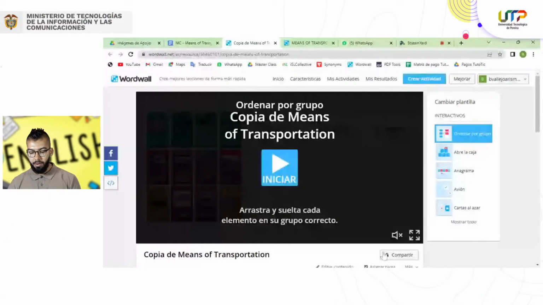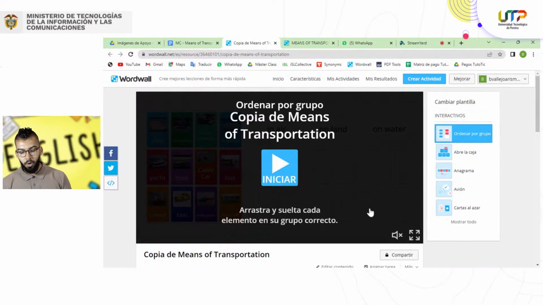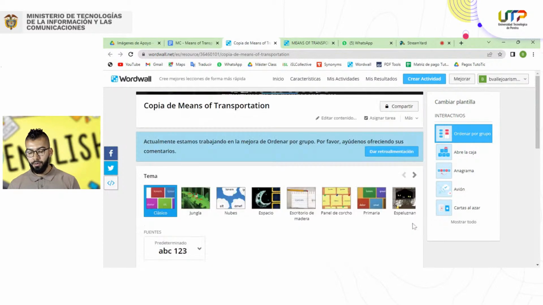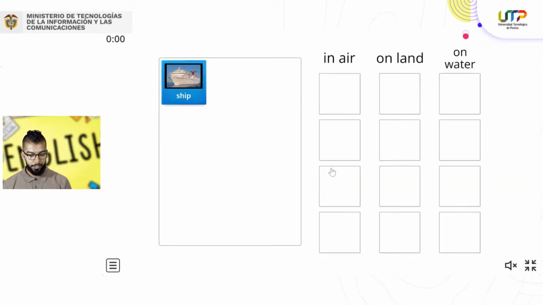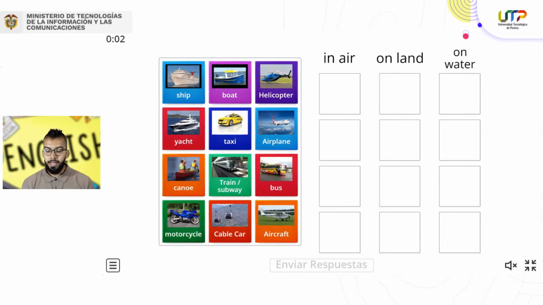Aquí les vuelvo a compartir nuevamente pantalla y vamos a ver entonces este primer ejercicio. Como les decía, entonces tenemos those means of transportation who move through the air, those who move on land, and those who move on the water, okay? So look at this. In the pictures, you may see new vocabulary about means of transportation. However, you have the picture so you can identify what it is. And we have the three categories on the screen. In air, on land, on water.